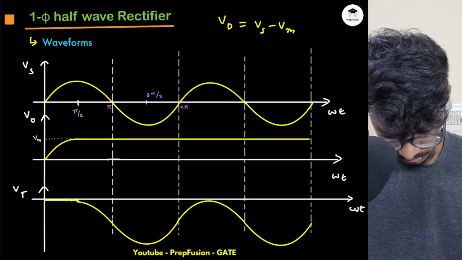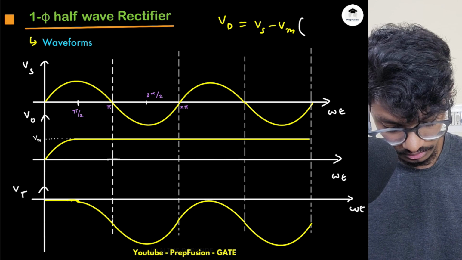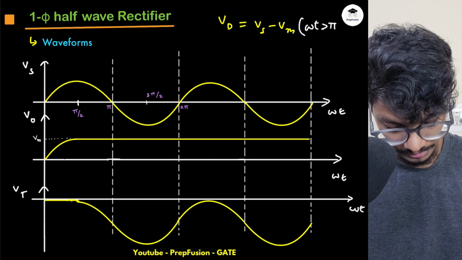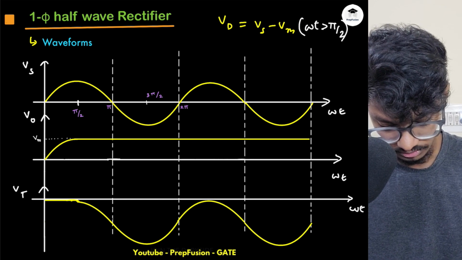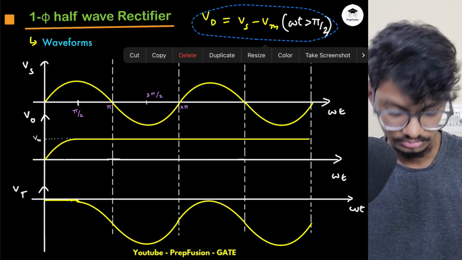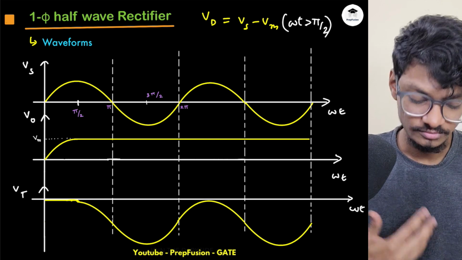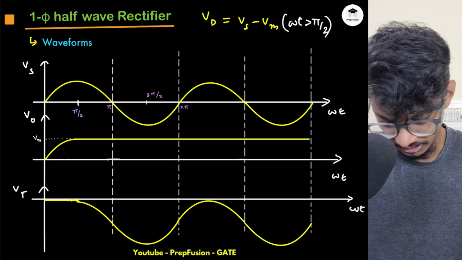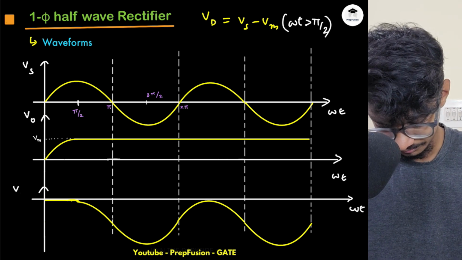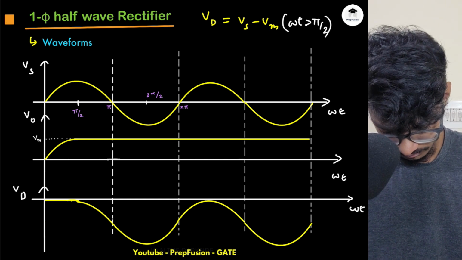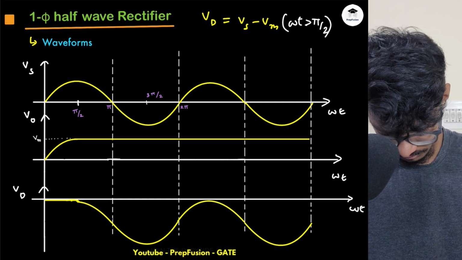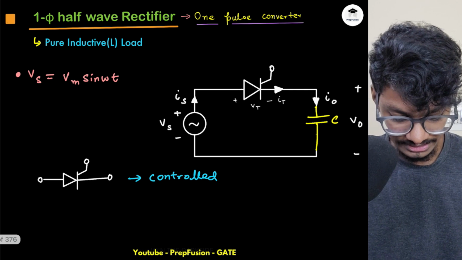This is after omega t greater than pi by 2, because after pi by 2 the diode never turns on. Okay, this is the case. So these are the waveforms of Vd, this is not t actually, this is t. Okay, so this is the case.